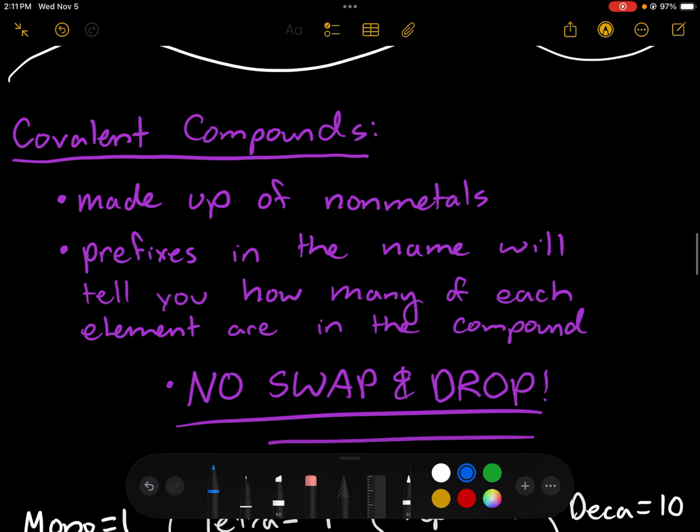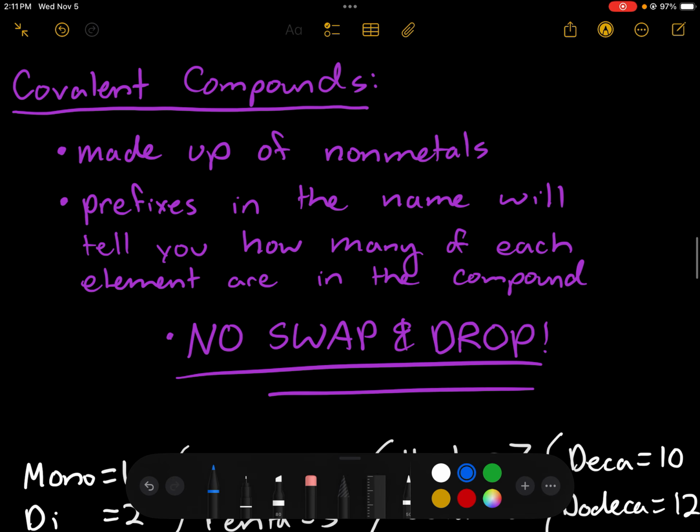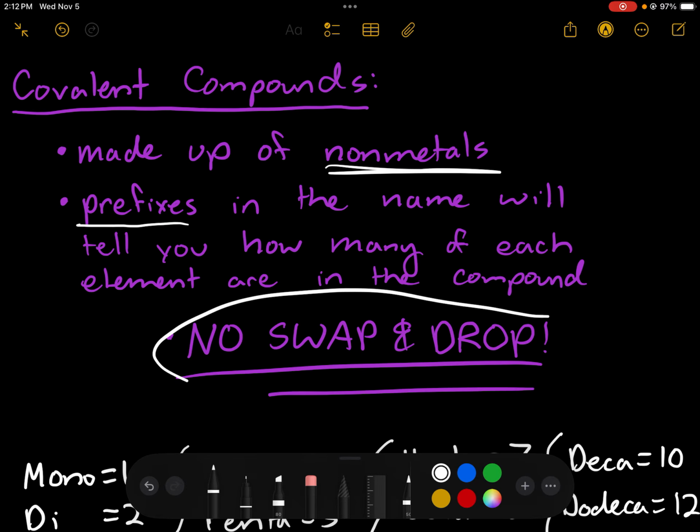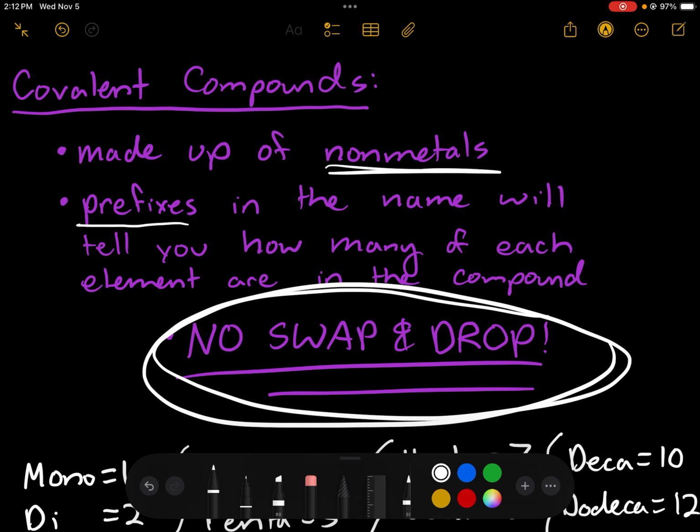All right. Next type of compound that I want to talk about is covalent compounds. Whereas ionic compounds were made up specifically of metals and nonmetals 99% of the time, covalent compounds are only going to be made of nonmetals. And as such, they are named differently. They have prefixes in their names that will tell you how many of each element are in the compound. And because of those prefixes, you do not need swap and drop when you make a covalent compound.